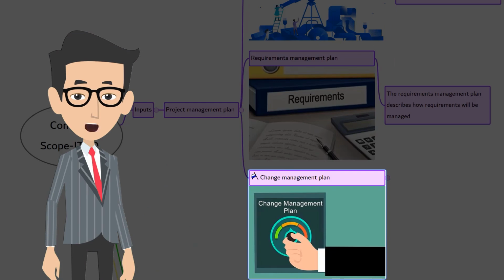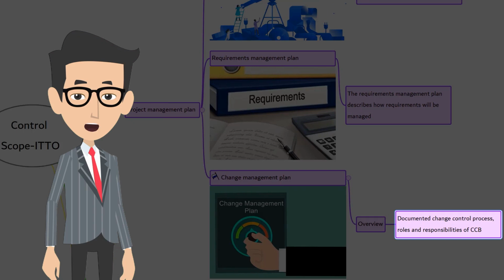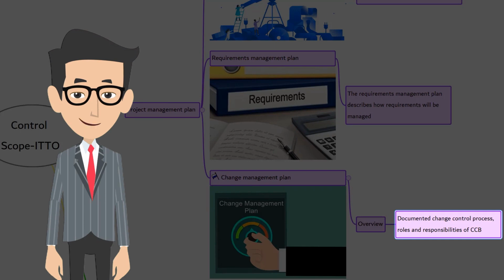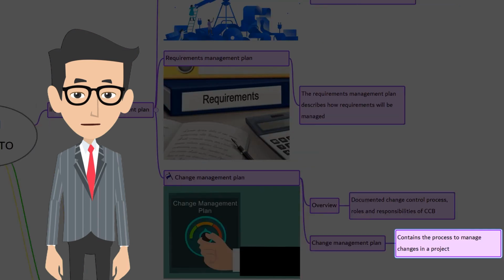The next one is change management plan. Let's look at the overview first. Change management plan is a document that details how the change should be handled in a project. This document contains the roles and responsibilities of Change Control Board. I hope you remember our earlier discussion. Now, let's get into context. To control the scope, you should know how to manage the changes. The Change Control Management Plan consists of process to manage changes in a project.